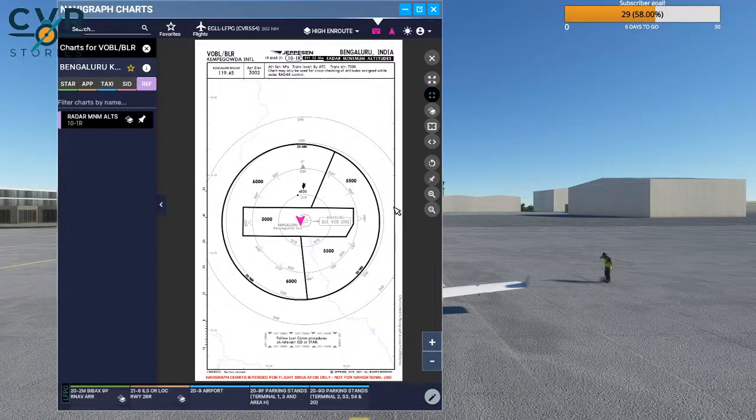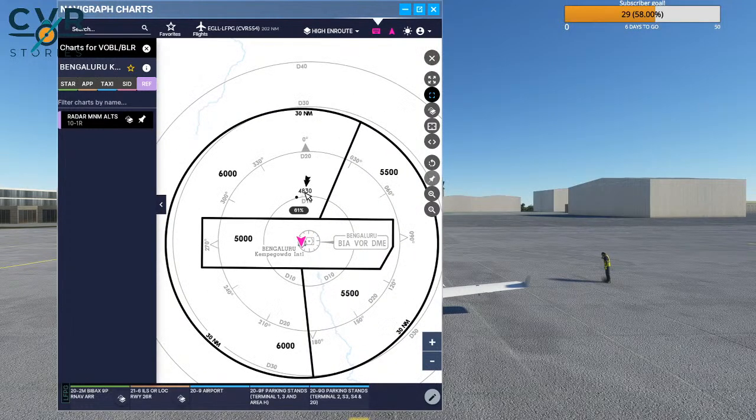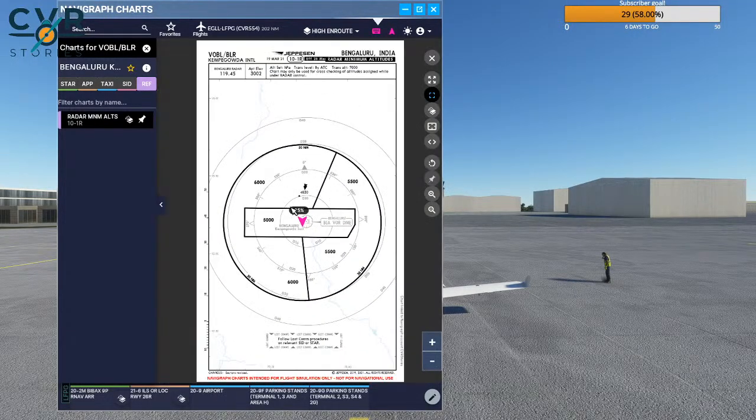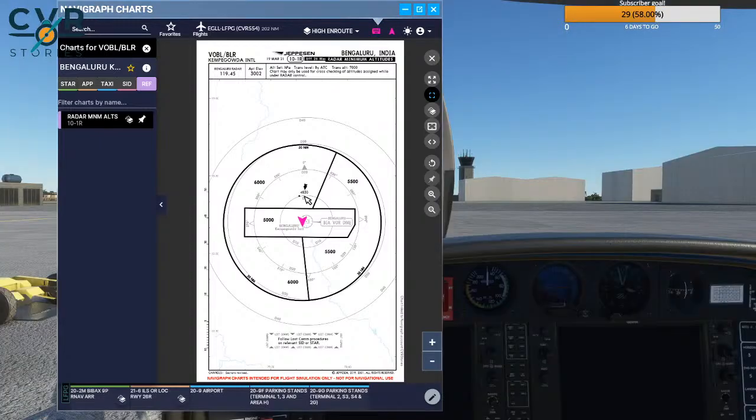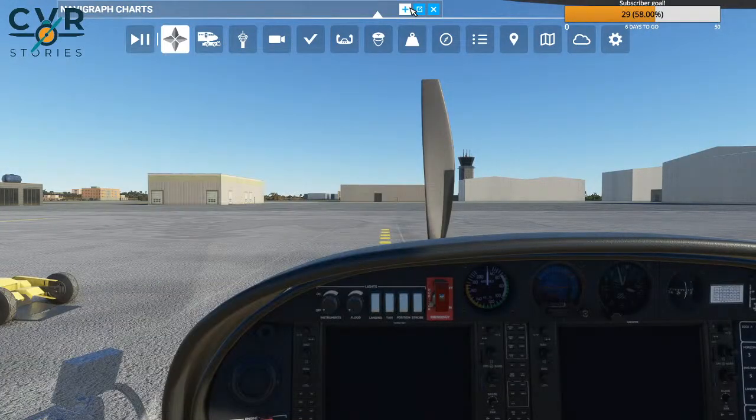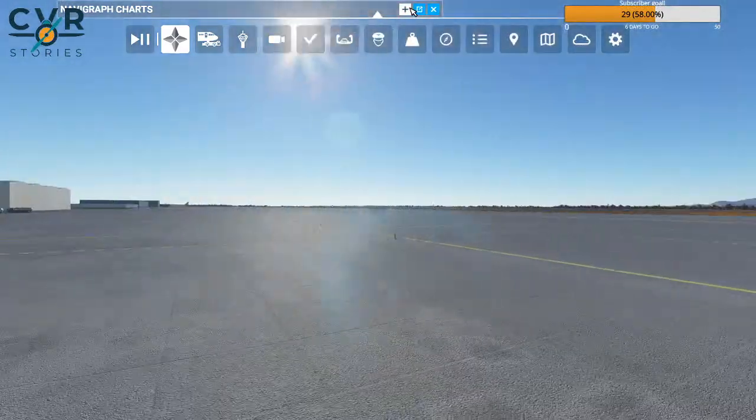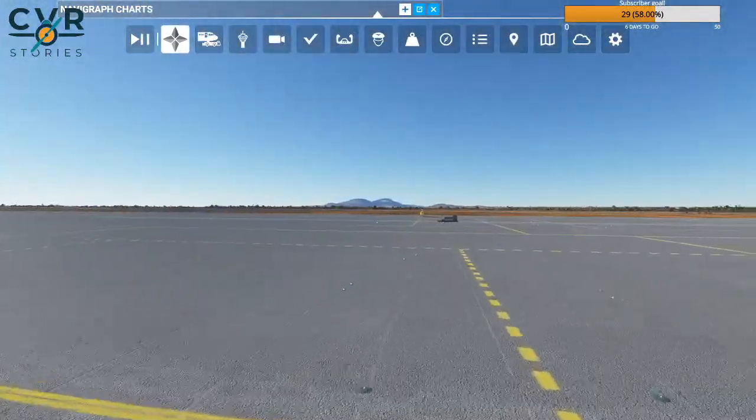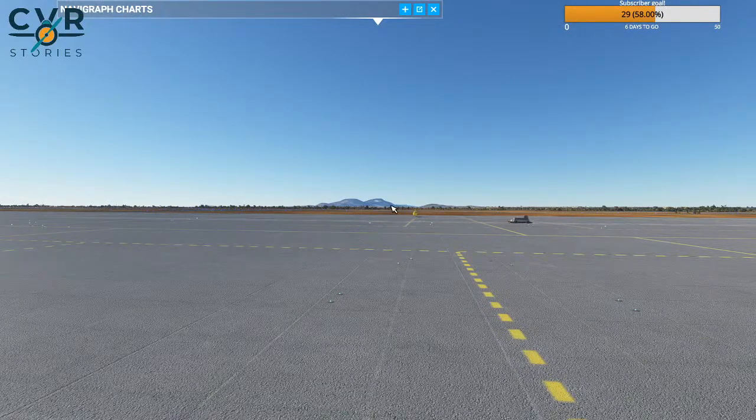If you see on this map over here, you see there's this big arrow and it says 4830. That's the highest terrain within 30 nautical miles. 30 nautical miles is approximately 55 kilometers or 56 kilometers actually. So from the center of the airport, within 56 kilometers radius, this is the highest obstacle we have around. And this is Nandi Hills. If we actually look at it in the sim, let's just take a look. You can see it right there. That mountain over here, those are the Nandi Hills.